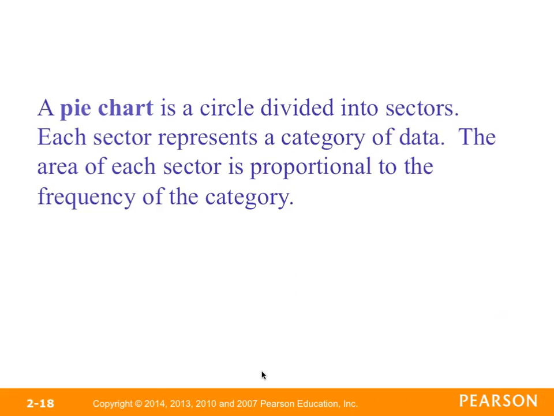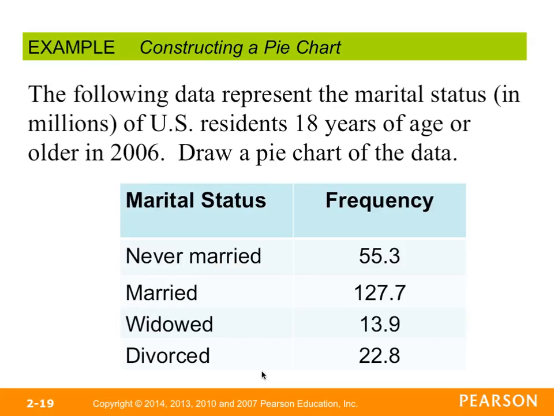Okay, I want to talk about chapter 2. In particular, I want to talk about pie charts. Basically, a pie chart is just going to be a circle that's divided into different sectors or sections. Each section is going to represent a different category of the data, and then the area of the section is proportional to the frequency of the category.